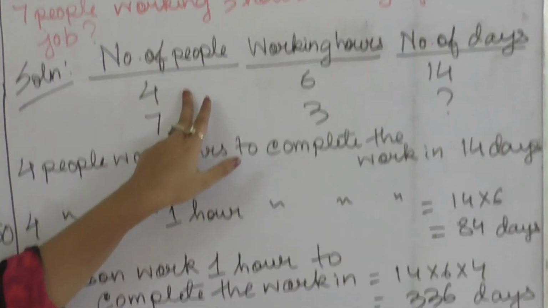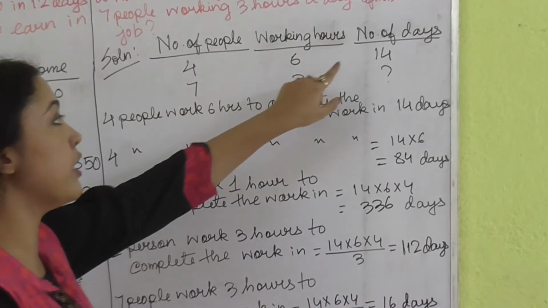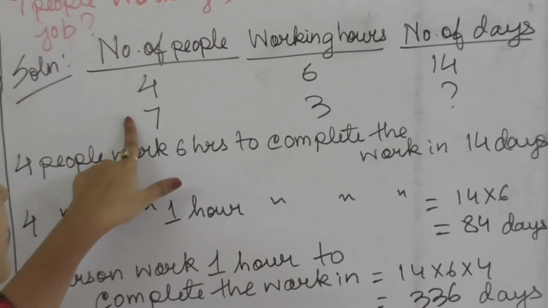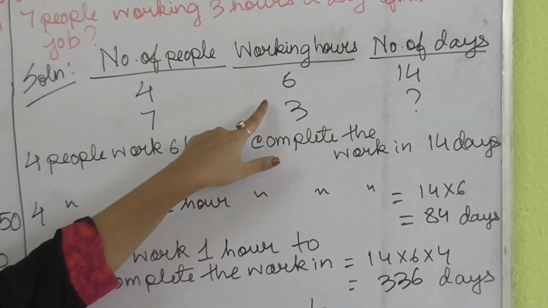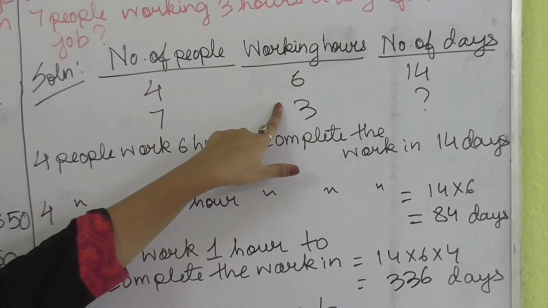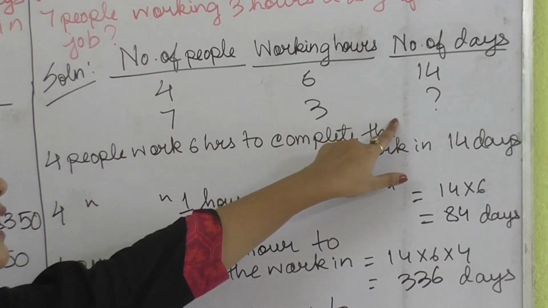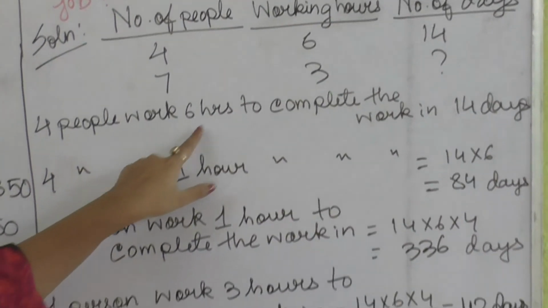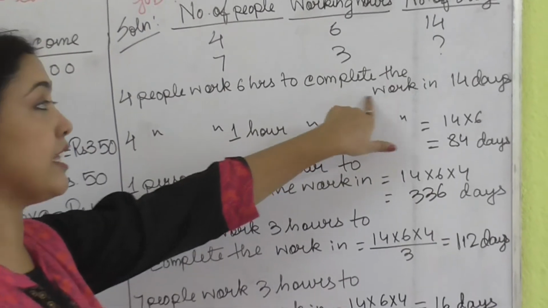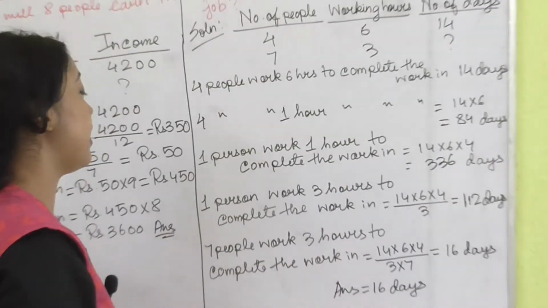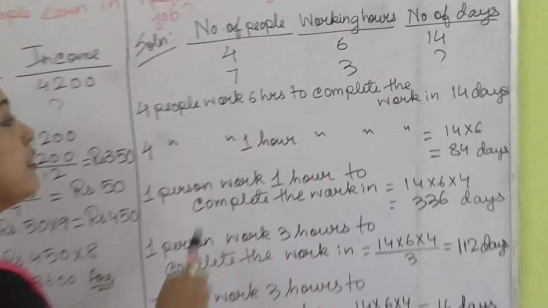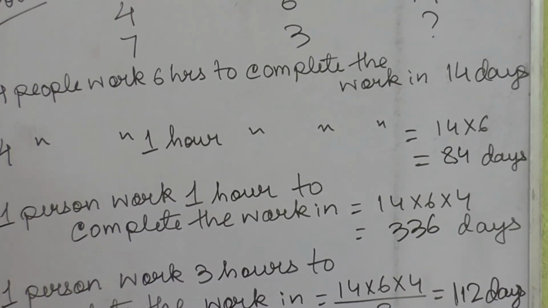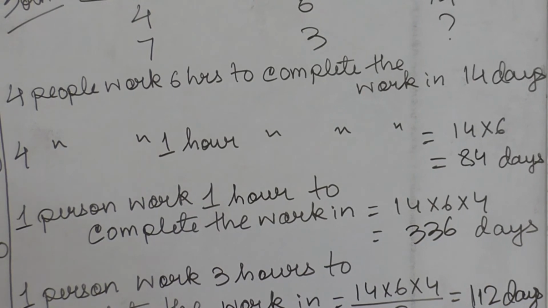So 4 people are taking 6 hours in order to complete the work in 14 days. Now if 7 people work for 3 hours, then in how many days will they complete the work? So 4 people work for 6 hours in order to complete the work in 14 days. Now we have to find out that if 4 people work for 1 hour, in how many days will they complete the work? Obviously they will take more days.